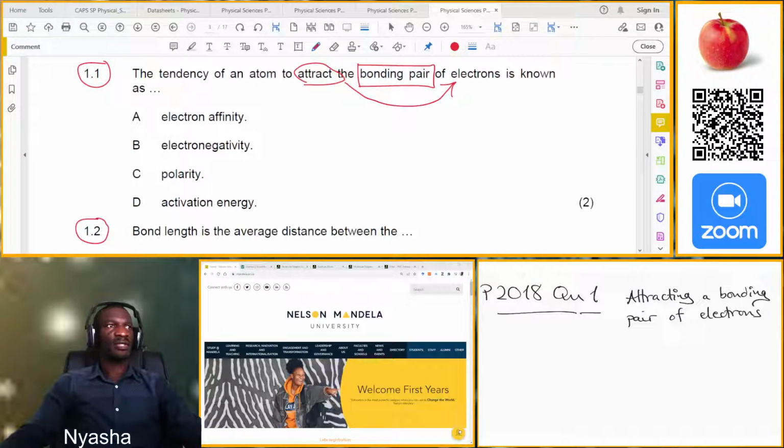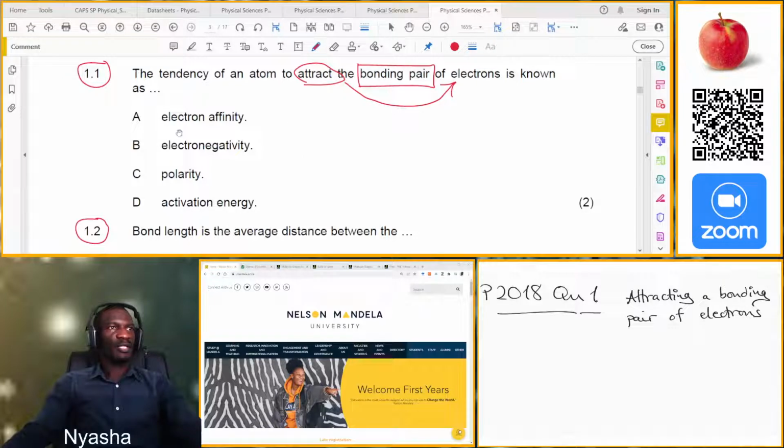Why electronegativity? Just because with electronegativity, all you are looking for are bonding electrons. And the bonding electrons are pulled closer by the more electronegative atom, right? The more electronegative atom will pull the bonding electrons closer. So this is what is taking place in this question.